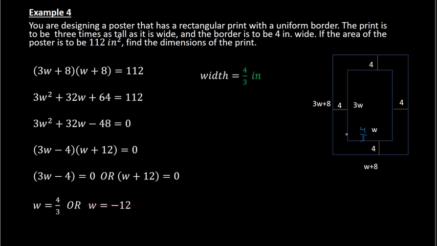And then we want the height as well. So 3 times the width, or 3 times w, means I would have 3 times 4 over 3, which is the same thing as 3 over 1 times 4 over 3. The 3's can divide out. That leaves me with 1 times 4, which would be 4 for the height. So the width is 4/3 of an inch, and the height would be 4 inches.